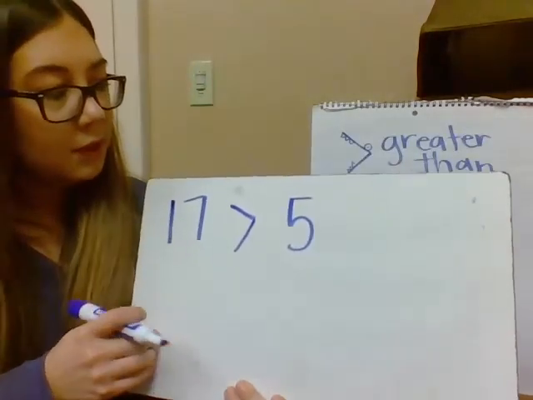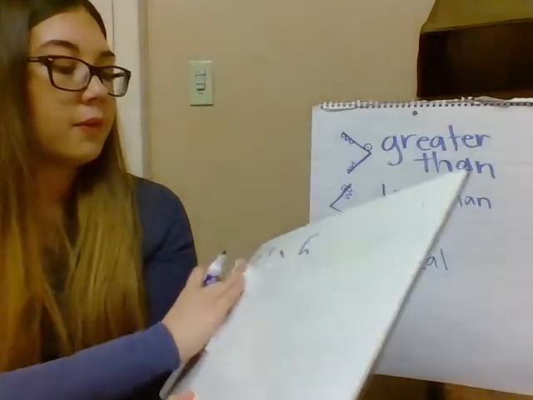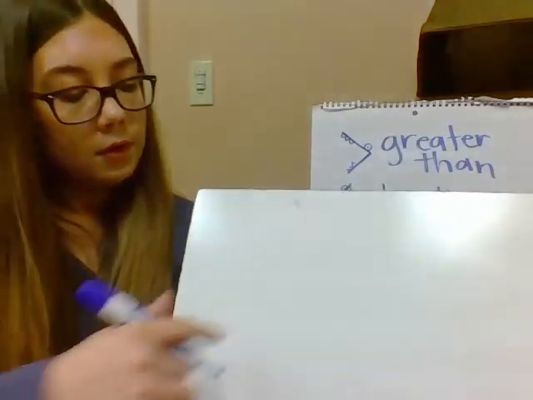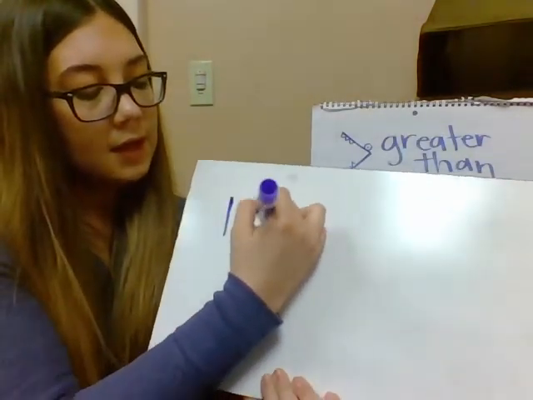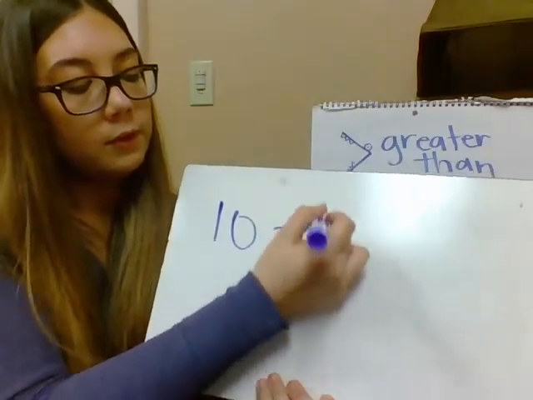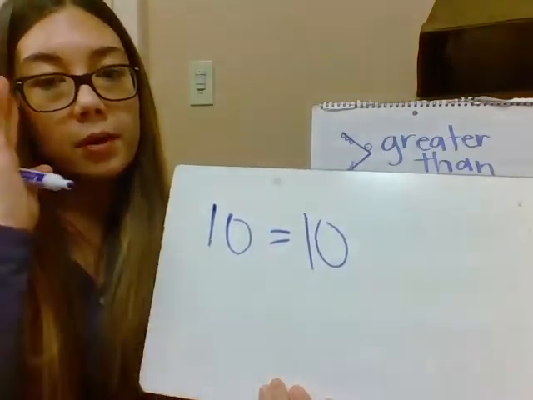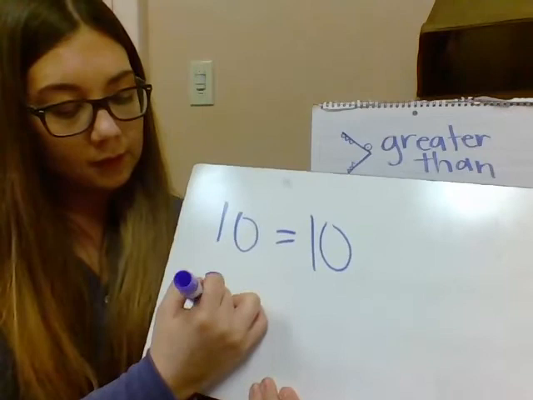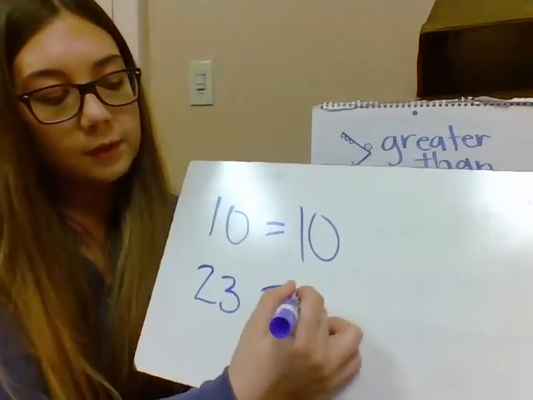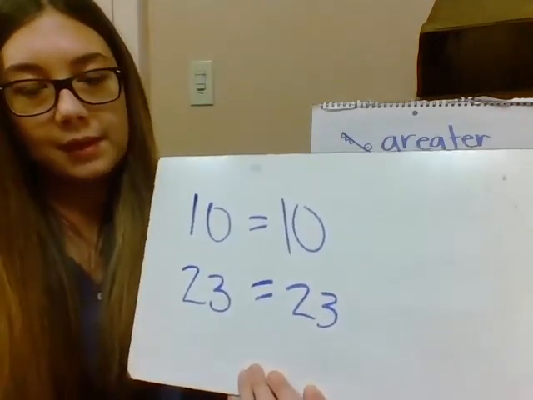I'm going to go ahead and show you equal. I've not shown you anything where they're the same. So, we might say 10 is equal to 10. It's the same amount on both sides. 23 is equal to 23. It's the same amount on both sides.